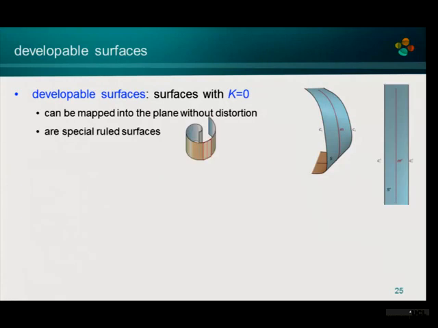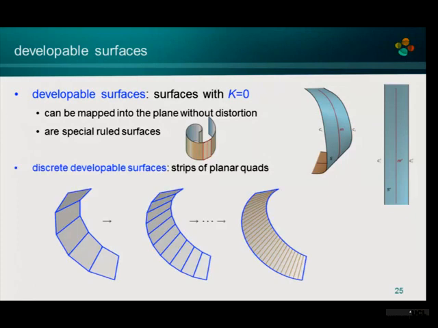Here's an example. Locally, they are special ruled surfaces. So a ruled surface carries a family of straight lines. In this example, the lines are parallel, but this is not important. What is important, however, to guarantee developability, is that along such a straight line, a ruling, we have a single tangent plane. So this tangent plane touches the surface along an entire line. This makes it developable. And a discrete version will be, for example, you take planar quadrilaterals, put them together.